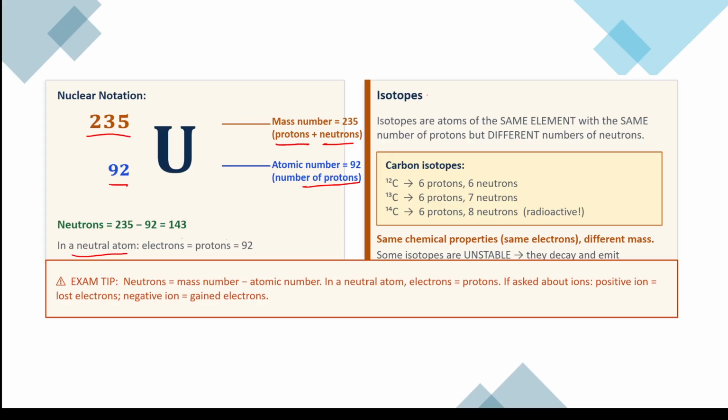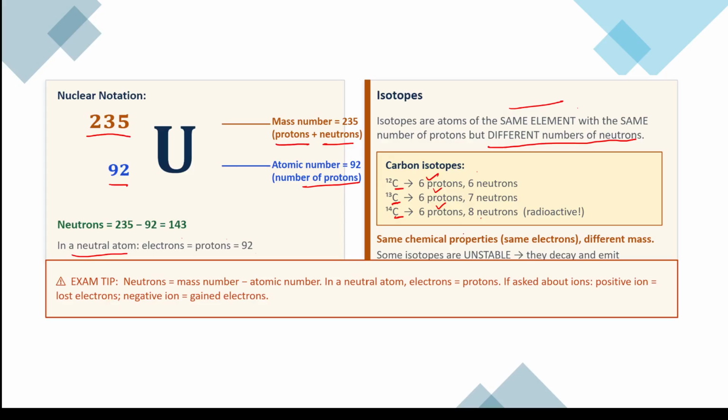Now, you need to know the definition of isotopes. What are they? They are atoms of the same element. As you can see, they're all carbon. Same number of protons, so as you can see, 6 protons, 6 protons, 6 protons, but a different number of neutrons: 6, 7, and 8. Same chemical properties, different mass.